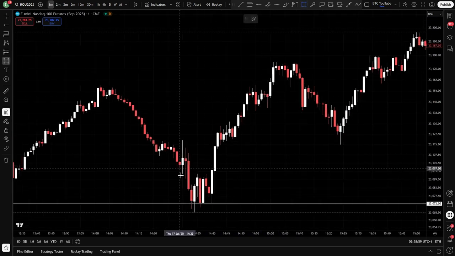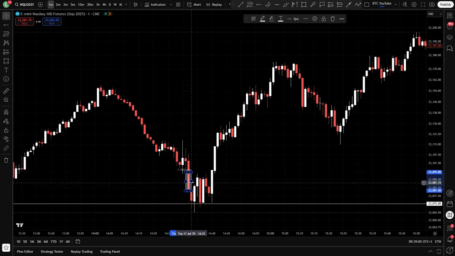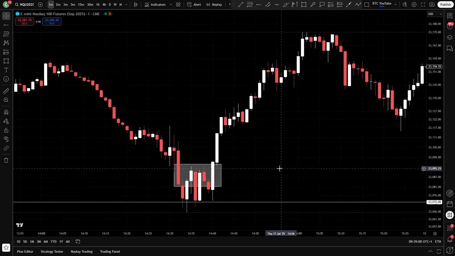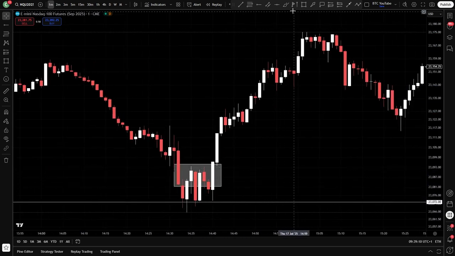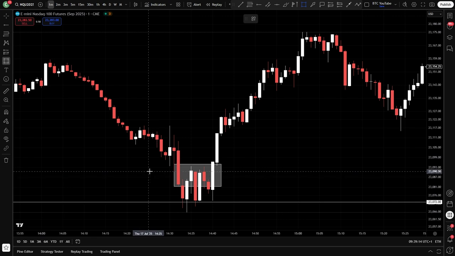The 30-second, you can't see it on this chart, but I'll show you exactly what it looks like. It was something like this. It was a really big, obvious fair value gap like this. There is a 1-minute fair value gap here, but I wouldn't have traded this because it's too small. You can see it's less than 4 points.